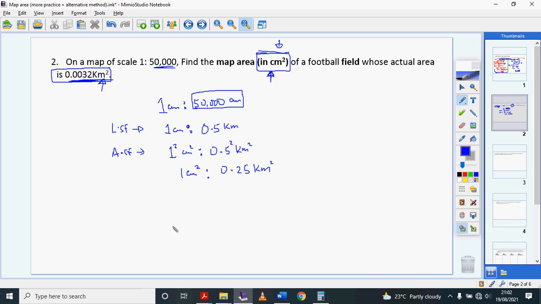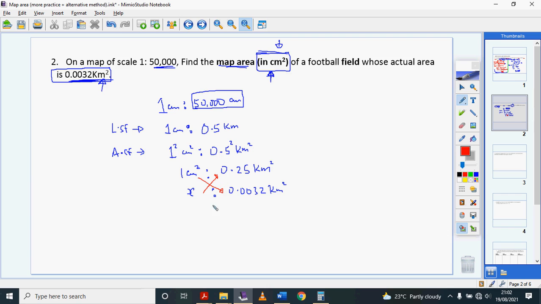So what you need to now find is the area on the map. So you're asking yourself, what area on the map in centimeters squared is represented by 0.0032 kilometers squared? To do this, we can cross multiply. Some of you can see at this stage that all you have to do is divide 0.0032 by 0.25, but for the rest of us, we need to take things slowly and cross multiply, so that's absolutely fine.